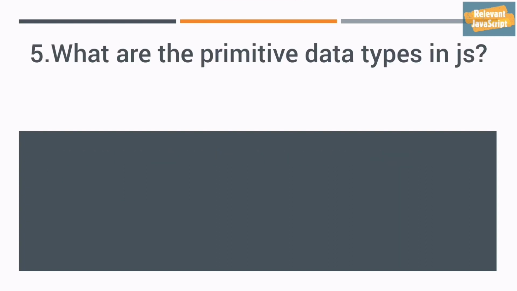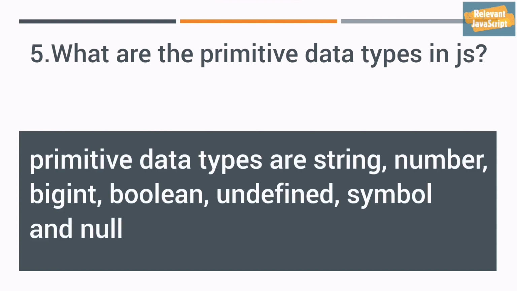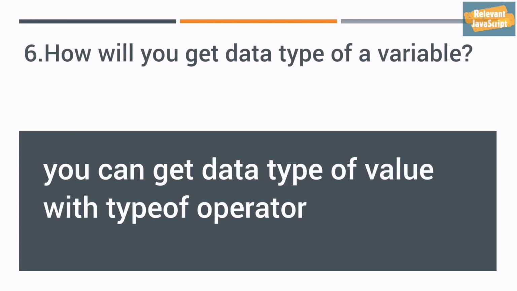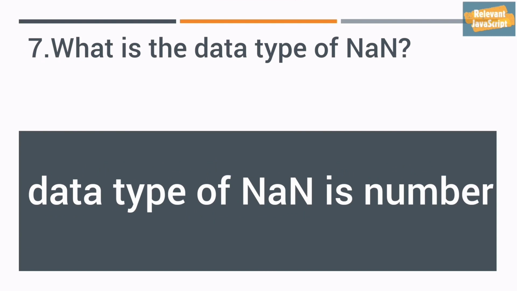Fifth question. What are the primitive data types in JS? Primitive data types are string, number, bigint, boolean, undefined, symbol, null. Sixth question. How will you get the data type of a variable? You can get the data type of a value with the typeof operator. Seventh question. What is the data type of NaN? Data type of NaN is number.